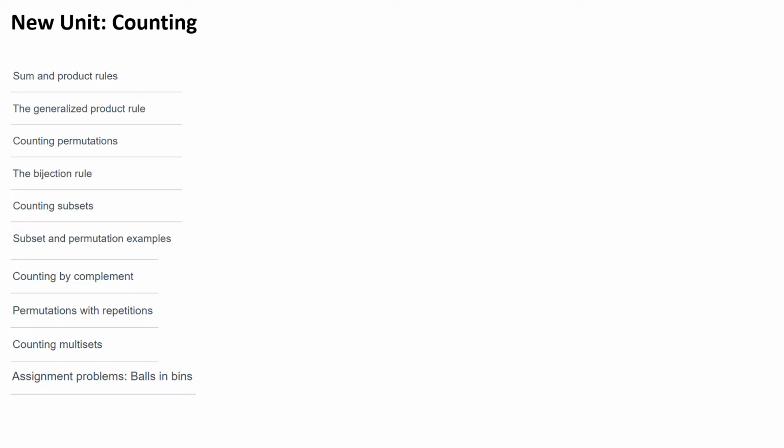We're starting a new unit now called counting. As you can see by the lesson names that are listed here, we're not just talking about counting as we would in kindergarten, that kind of counting. What we're doing instead is learning how to count the number of ways different things can happen.